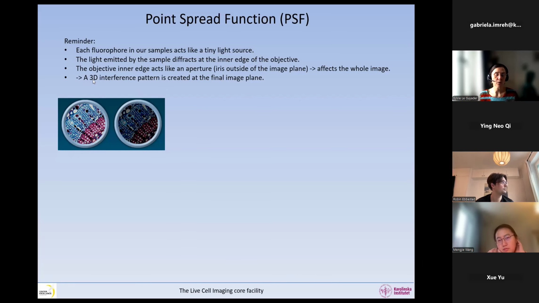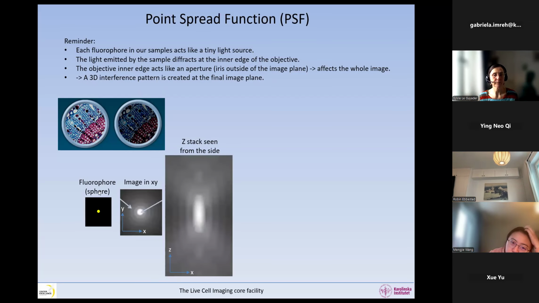So what happens when we have this diffraction at the inner edge? There is a 3D interference pattern that is created at and related to the final image plane, which is where we put our sensor to image. And that 3D interference pattern is complex. So here is our little fluorophore, which is some sort of a sphere, very tiny. And in the image that is formed in the microscope, and that we're actually acquiring where we put our sensor, in XY, the spot of light is much bigger than the small sphere, and it has all these rings around.